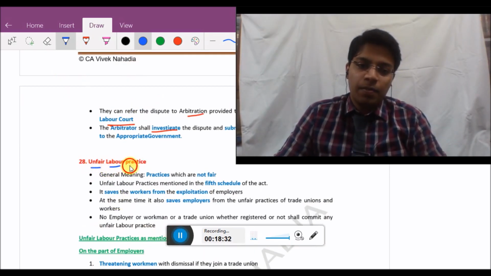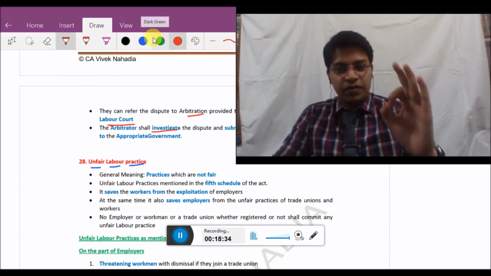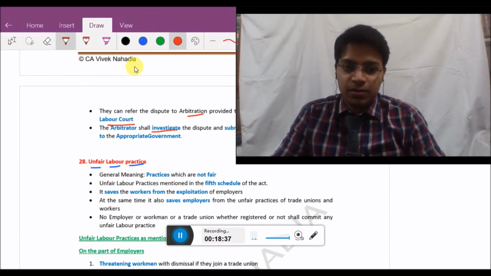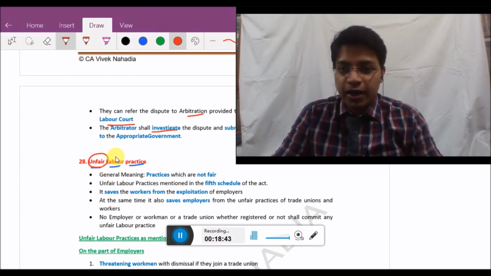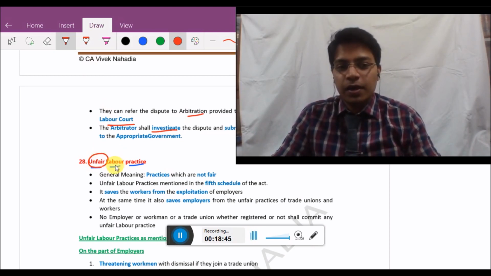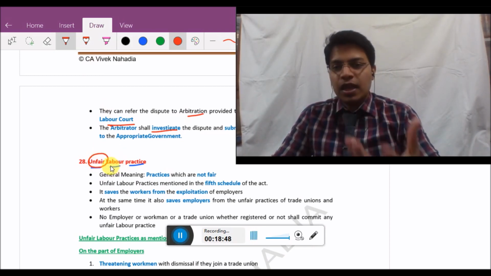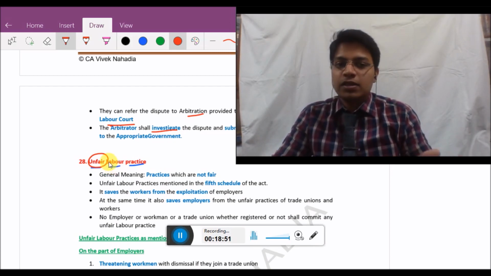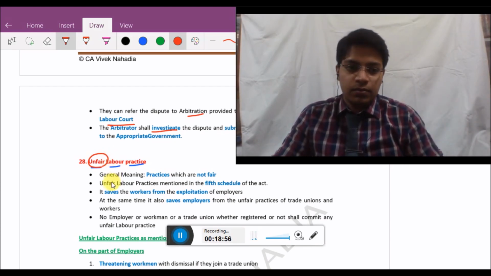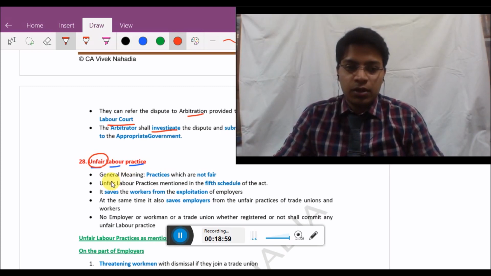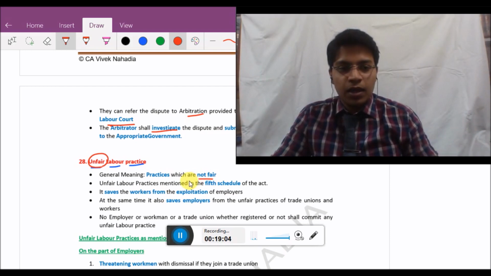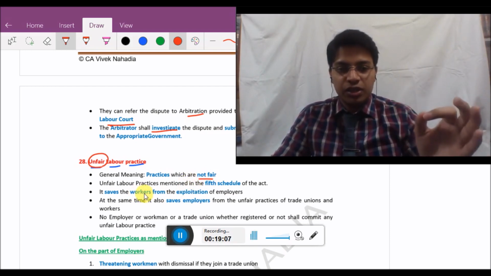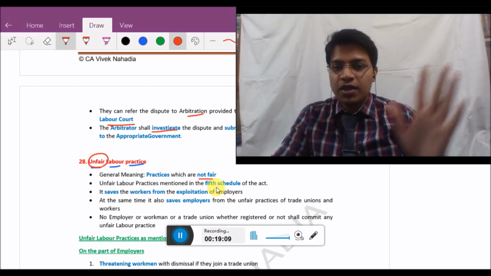Unfair labor practice. The name itself will give you an idea of what we are about to discuss. Unfair means which is not reasonable, which is not correct, which is not fair. Labor practice means the employers or the employees are doing some act which is not fair. That is called unfair labor practice. Let us read the exact provisions. General meaning: practices which are not fair.